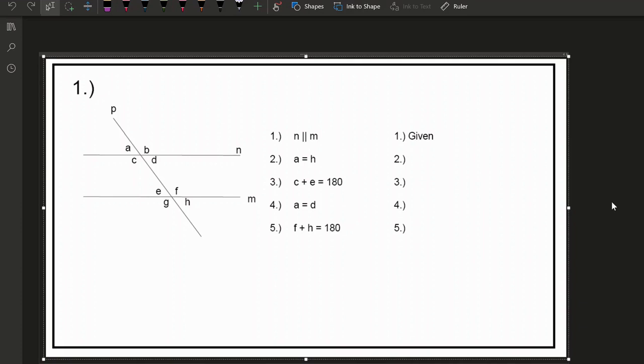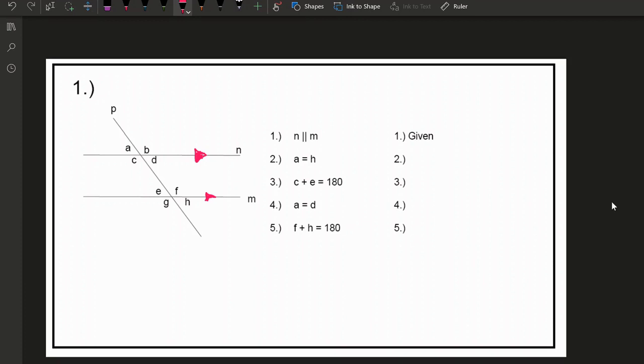So looking at this one, first thing I see is N is parallel to M, and that's given. So I'm just going to mark that on my picture. These are parallel. And what I should be thinking is anytime I see that there are parallel lines, I'm allowed to use alternate interior, alternate exterior, consecutive interior, or consecutive exterior, along with corresponding angles.